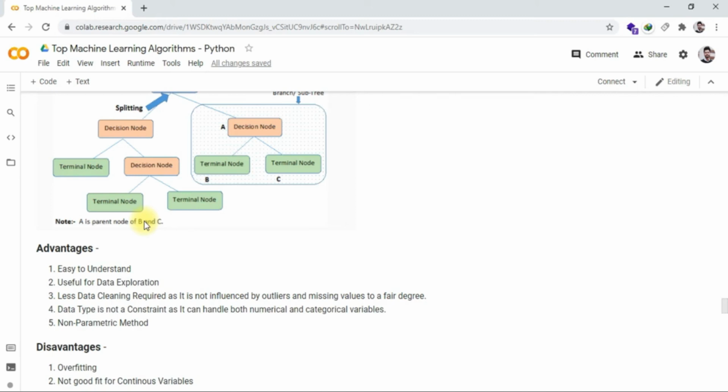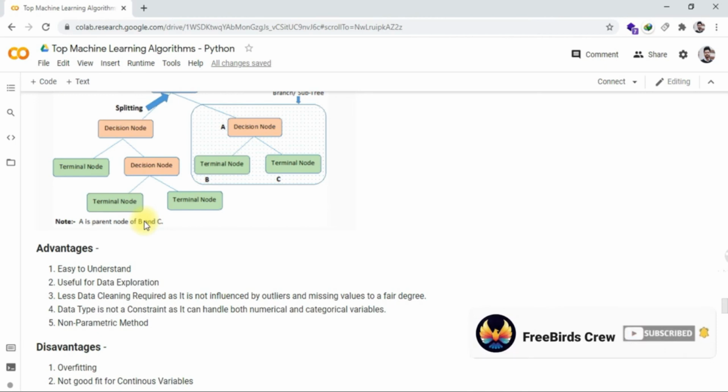accuracy will be affected. And the other thing is the data type is not constrained because it can handle both numerical data and categorical data, and it is non-parametric in nature because we do not have to specify any kind of parameters in there. If we do not specify the parameters, it will work very fine.